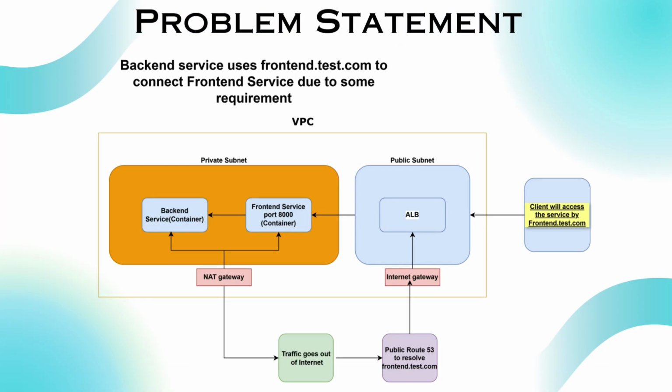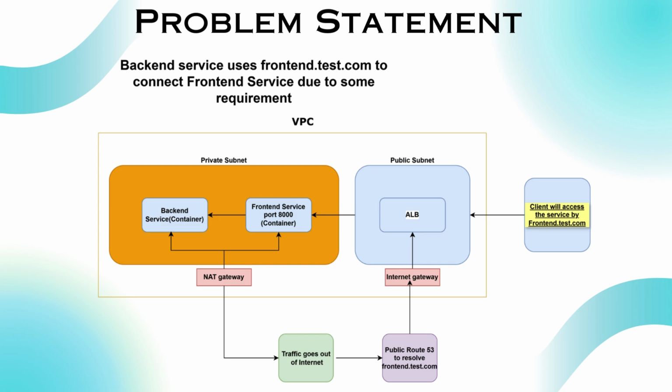The problem statement is all about when the backend service uses frontend.test.com to connect to the front-end service due to some requirement. Let's take it. So what exactly happens? Whenever the backend service wants to communicate with the front-end service, the traffic goes out to the internet and then goes to the public Route 53 to resolve frontend.test.com, and then it hits the internet gateway and then goes to the ALB, and then once again it comes to the front-end service.